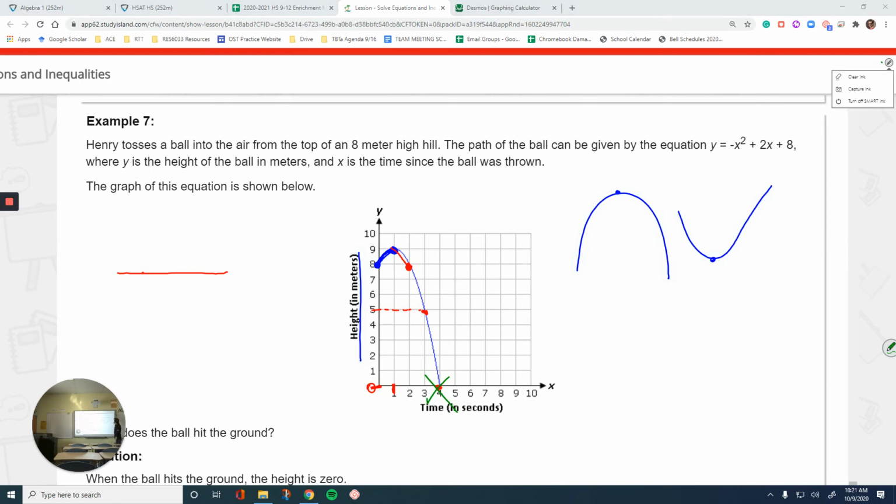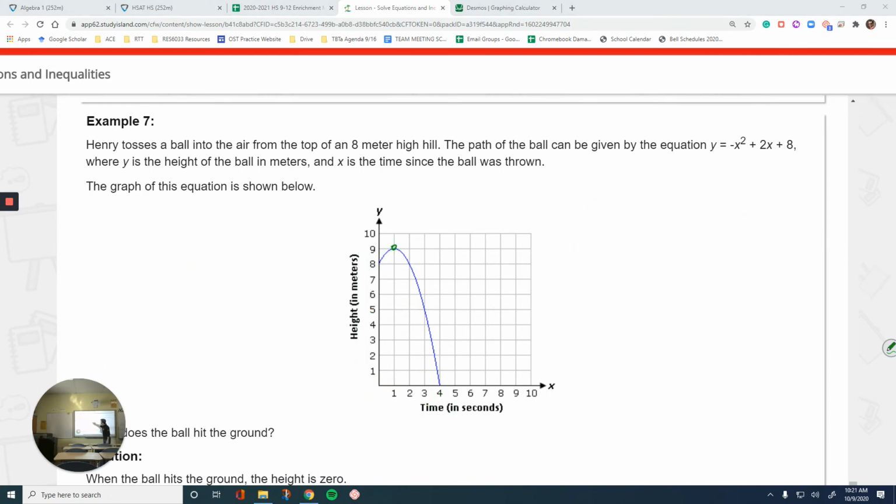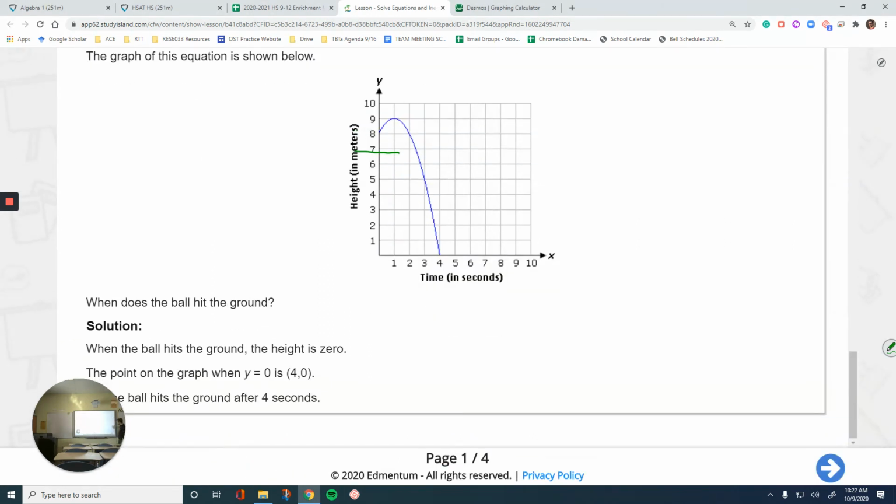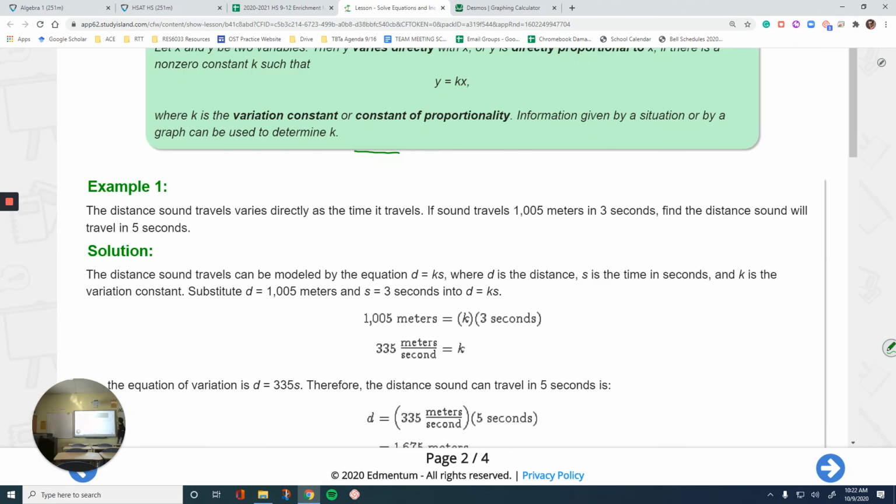And I also discussed when it would be at maximum height, which is 1 second later. If it's 2 seconds later, it's at the original height, which was 8 meters, the same height that Henry tossed the ball. And then after 3 seconds, it's at 5 meter height. And then 4 seconds later, it's on the ground. Okay, scrolling down or moving on to the next page.